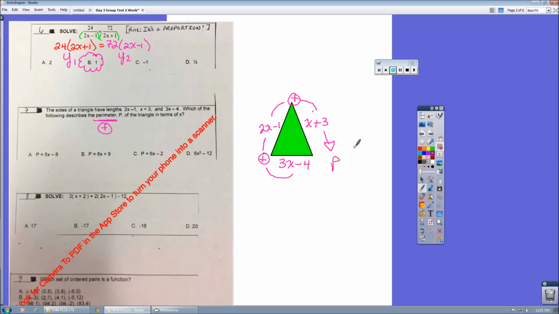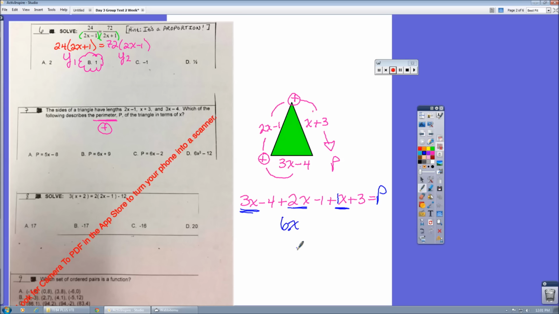Here we go. So 3x minus 4 plus 2x minus 1 plus x plus 3. That's going to equal the entire perimeter. Add your x terms. 3x plus 2x is 5x plus 1 more x is 6x.